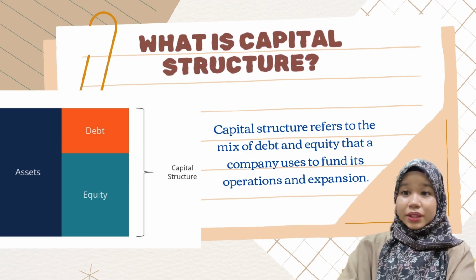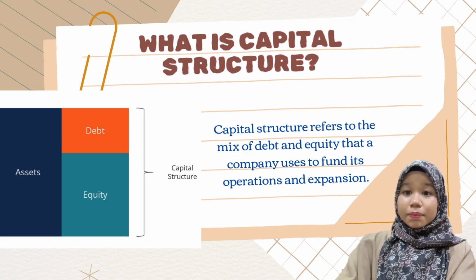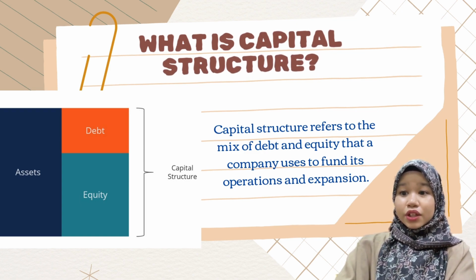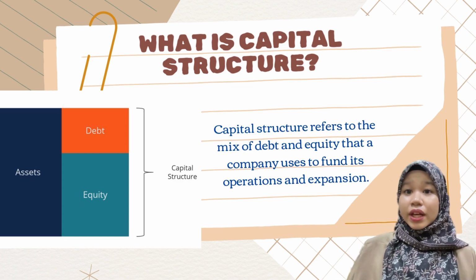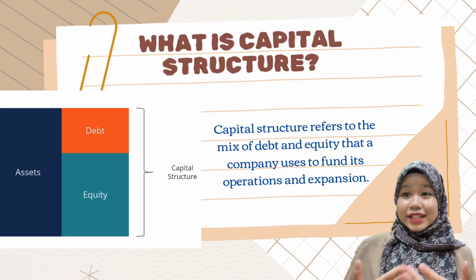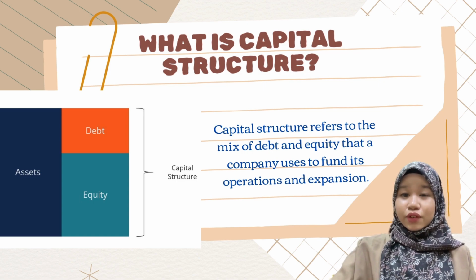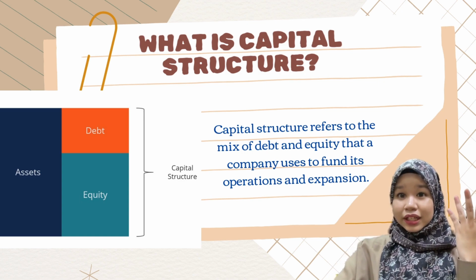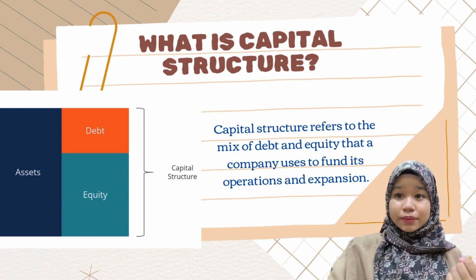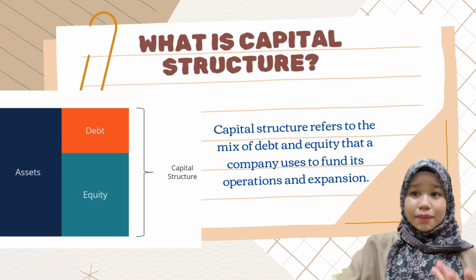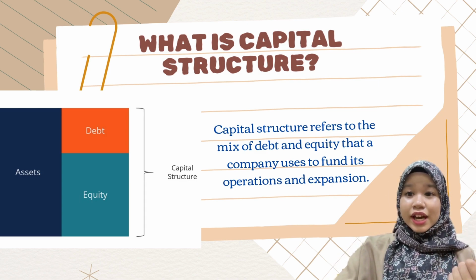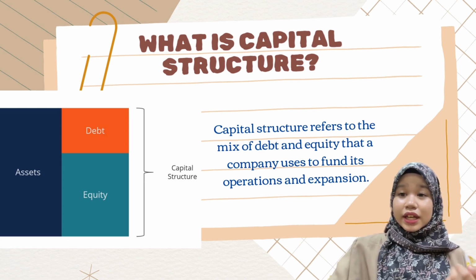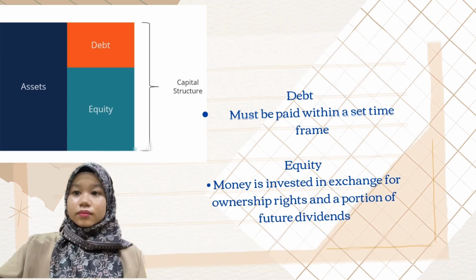Firstly, what is capital structure? Capital structure is about how a company uses a mix of debt and equity to finance its activities and growth. Debt is borrowed money that needs to be paid back, while equity involves selling shares to raise money and gives investors ownership rights. Finding the right balance of debt and equity helps companies fund their operations and grow effectively.